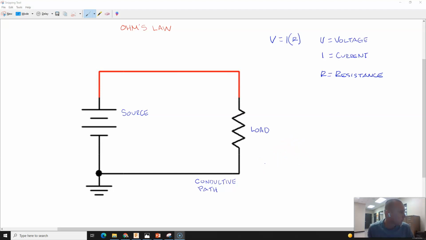And then what is the conductive path for that electricity to flow? We can measure each one of these elements with a different measurement. Our source over here is going to be measured in voltage.